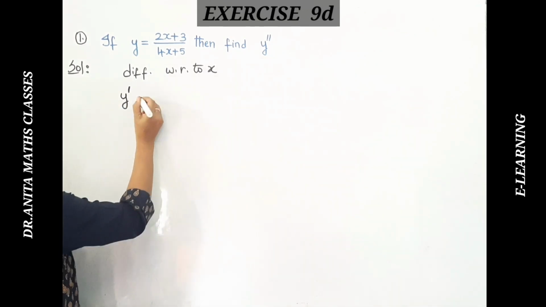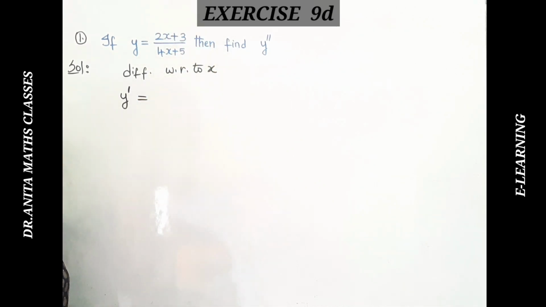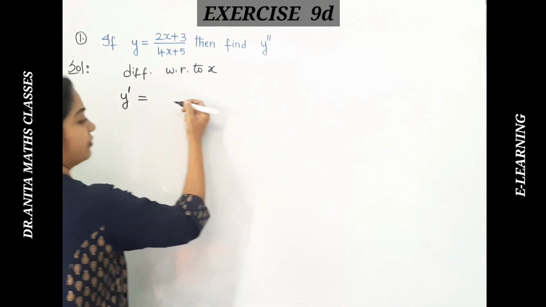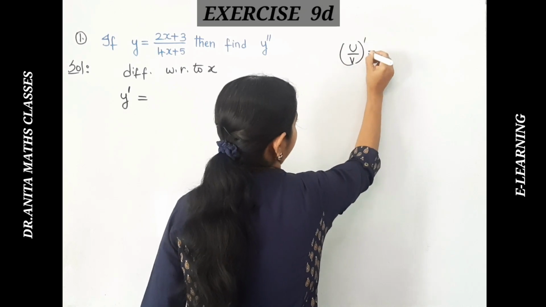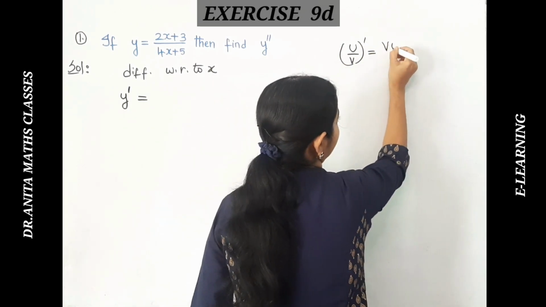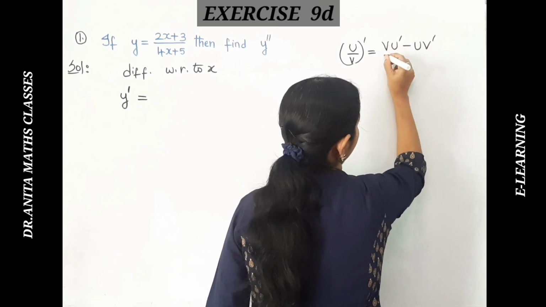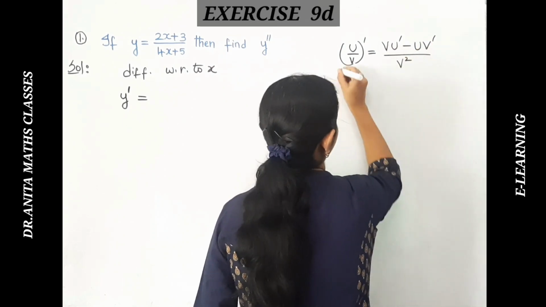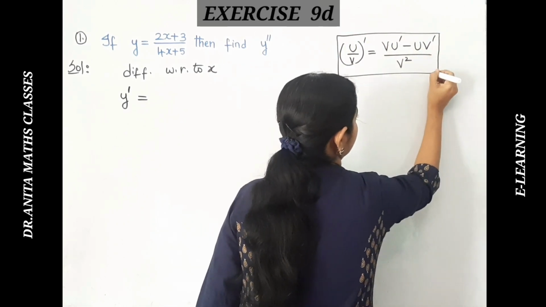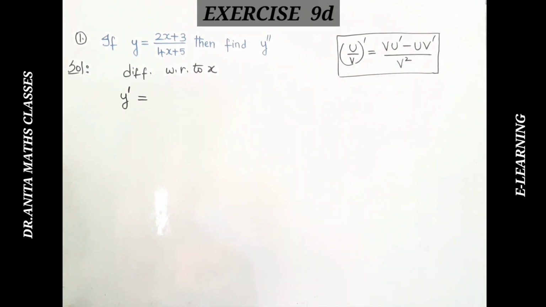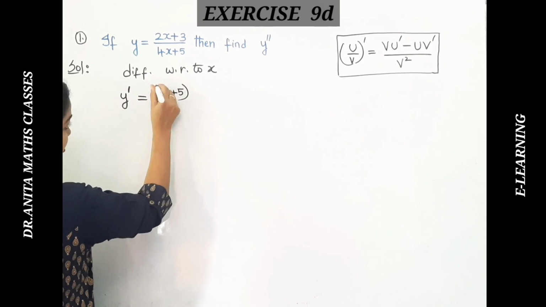Here this function is in the form of u over v, so it is the quotient rule. Let us apply the rule: (u over v) dash is v into u dash minus u into v dash, upon v square. So likewise, 4x plus 5 is our v function.